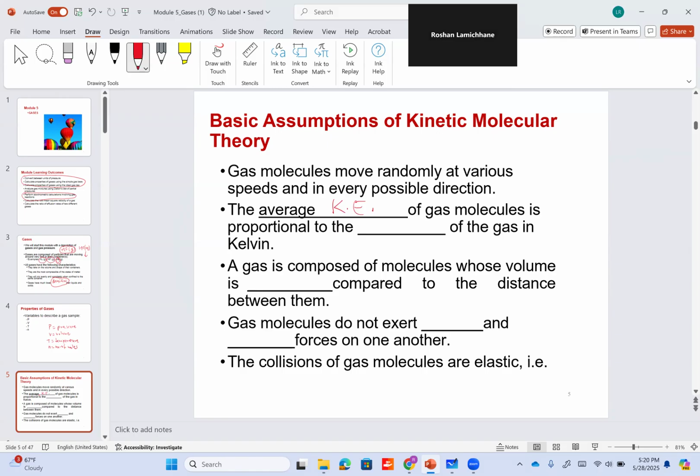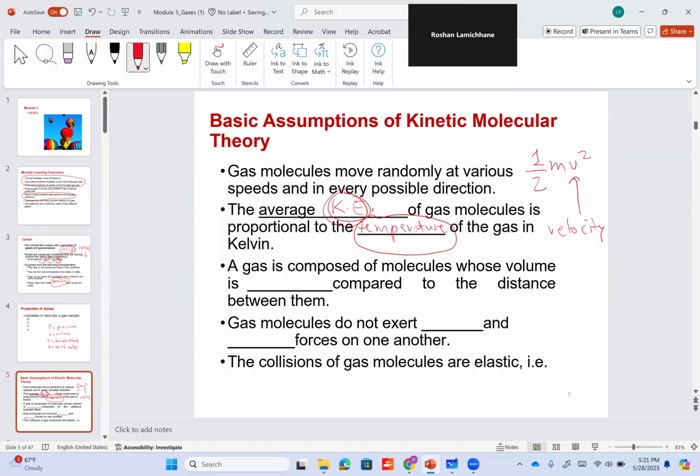So the average kinetic energy, K standing for kinetic energy of gas molecules, is proportional to the temperature of the gas, meaning that as the temperature increases, the kinetic energy of the gas molecules also increases. Now, keep in mind, kinetic energy has the formula half mv squared, where v is the velocity or speed of the gas, meaning that we can even say the speed of gas molecules is directly proportional to the temperature of the gas.